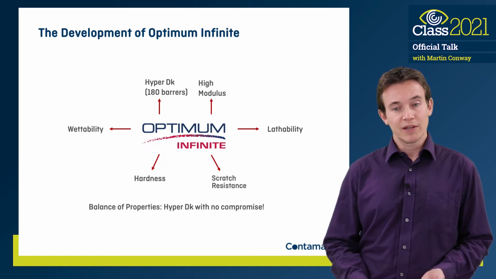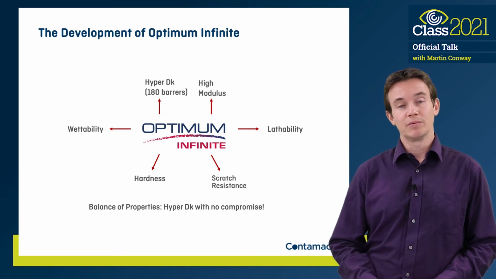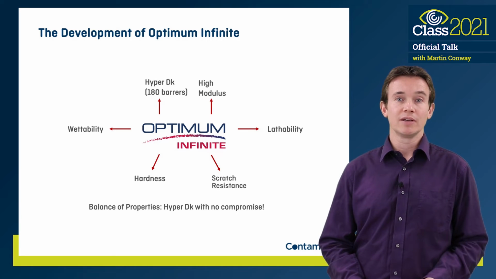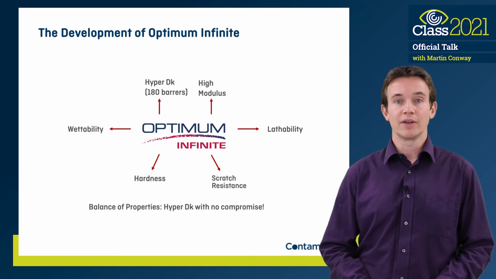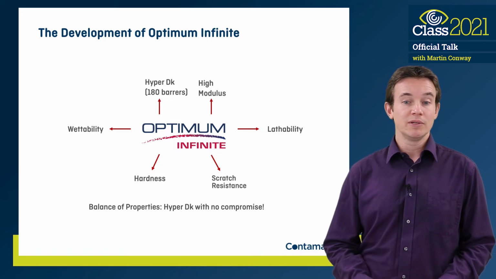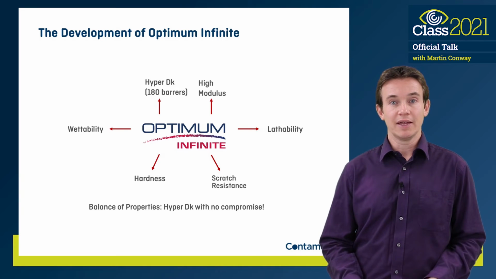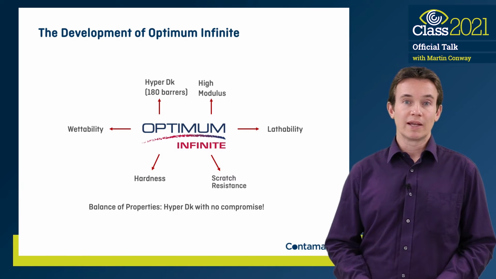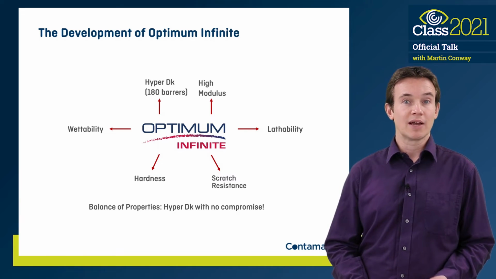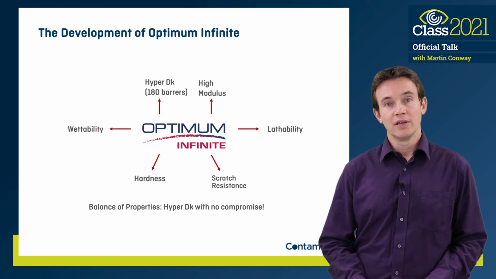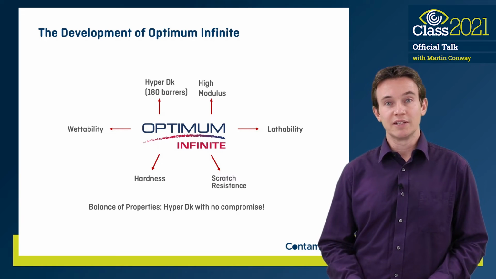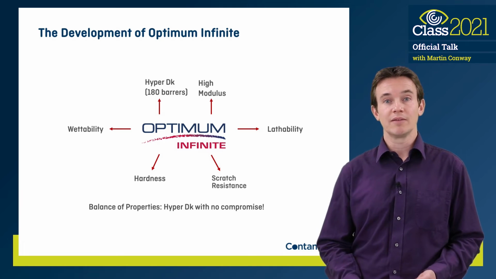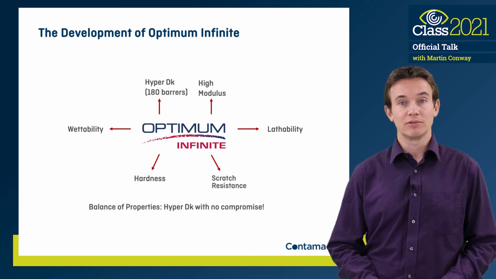So with our development of Infinite, our aim was to prepare the first ever RGP material which was specifically optimized for use in scleral and ortho-K modalities. So we knew it had to have the combination of hyperdecay and high modulus. But it became clear to us that in order to be well accepted on the market, it would also have to have a very, very good balance of properties. So we started focusing our attention on formulations which also brought good wettability, hardness, lathability, and in particular scratch resistance.